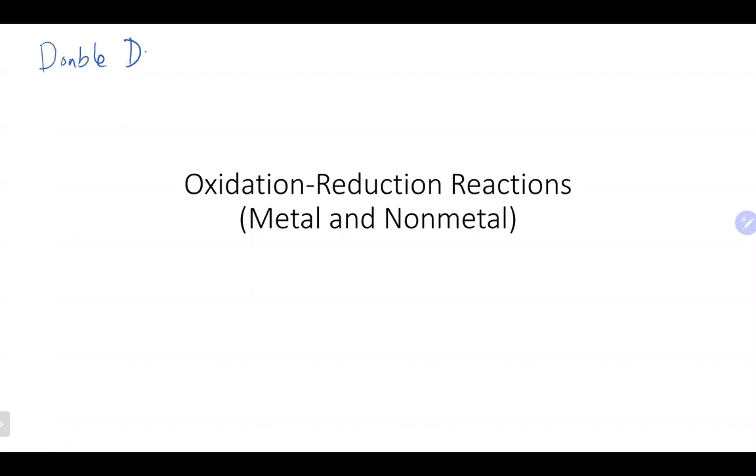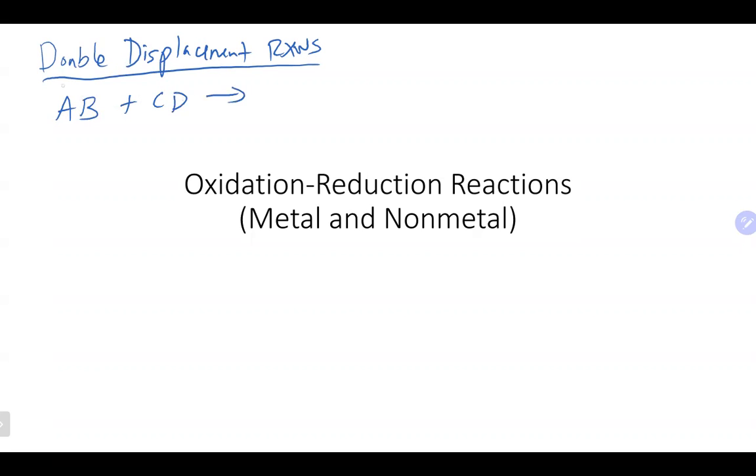The two big types of classifications are double displacement reactions. In a double displacement reaction, it has a general form of AB plus CD. These are both ionic compounds, so positive, negative guy, positive and negative guy. And what always happens in this case is the two positive guys switch partners. And as they switch partners, they will form new ionic compounds on the other side, like A and D plus C and B.